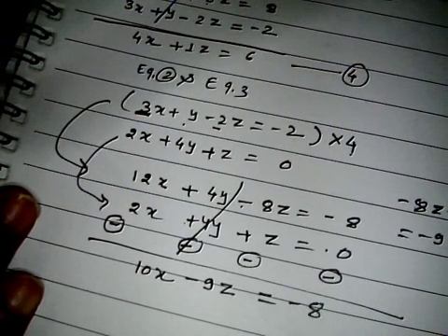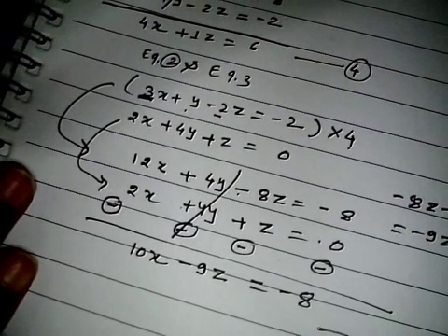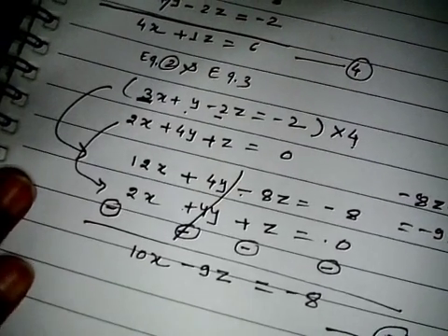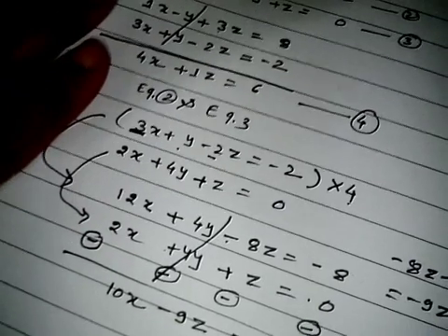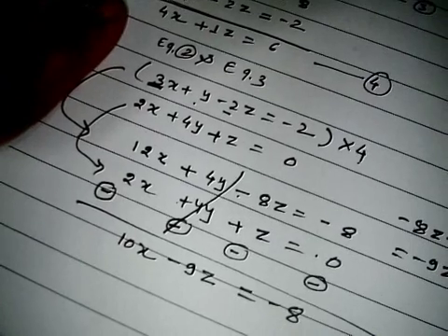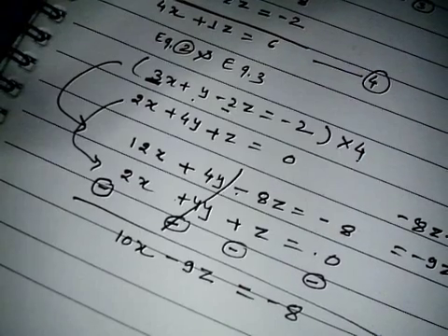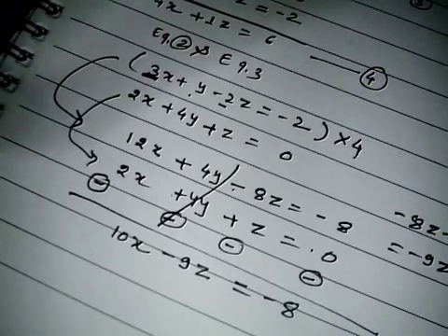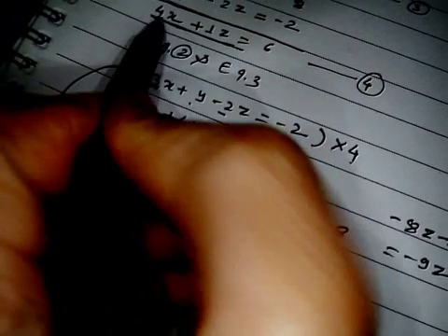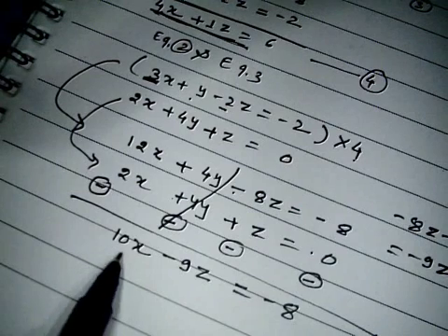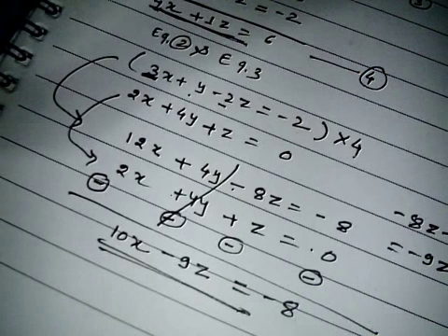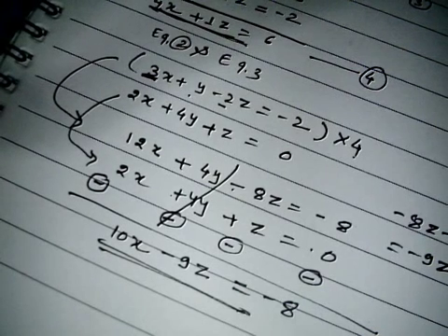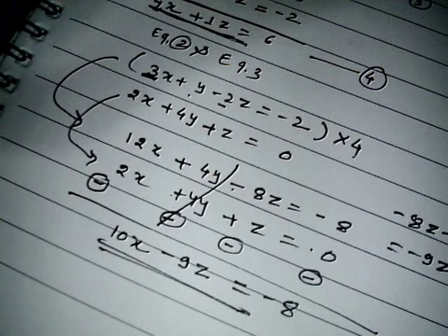Now after elimination we have taken two pairs and we got two equations. One is equation number 4, which contains 4x plus 1z is equal to 6, and the other equation contains 10x minus 9z equal to negative 8. Now these two equations I need to take further and eliminate any of the variables which you like to eliminate, either x or z. This is the full procedure, which comes through with the help of this question.